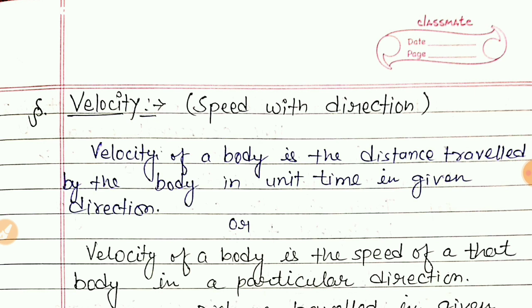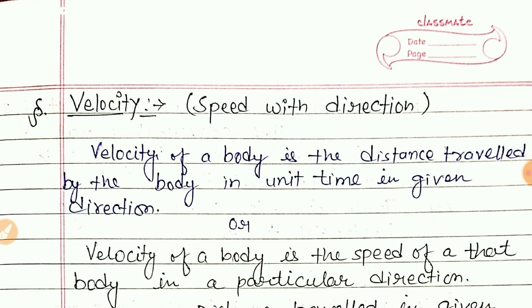But in case a direction is given, it means there are two things: the object has magnitude as well as direction. So this is the case of a vector quantity, and vector quantities are those quantities which have magnitude and direction. That's why this quantity is known as velocity. It means when any object performs motion in a particular direction, this is known as the velocity of that object. Here, in place of distance, we write displacement, because displacement contains direction.